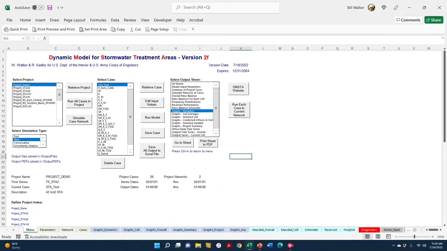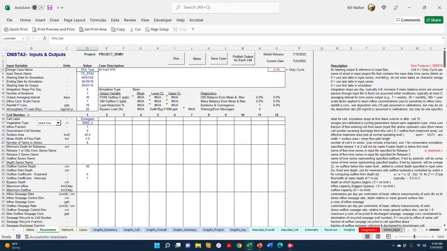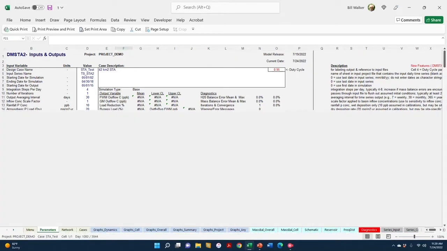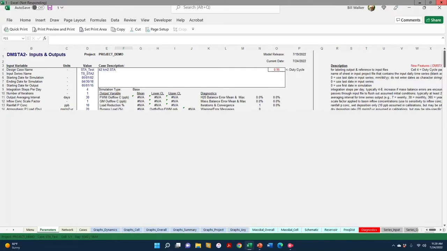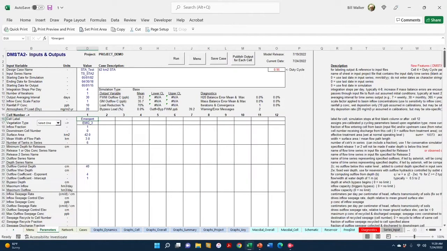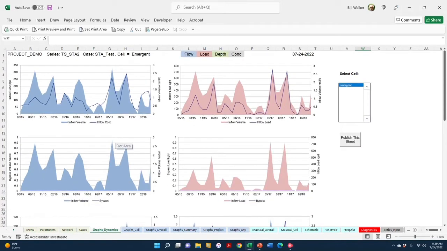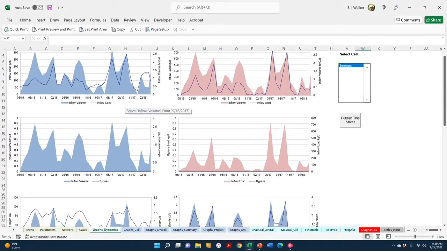So we'll start off with this test case, which is just an emergent marsh with SDA2 time series. And here are the dynamic charts that I mentioned earlier, where I'm using these color codes to represent different variables.